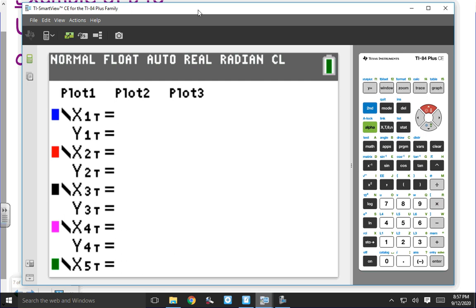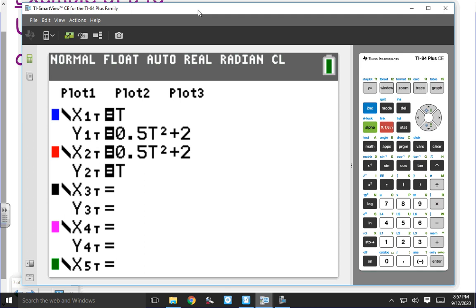Let's first graph the original equation here. So we're going to graph x equals t, and then y was equal to 0.5 t squared plus 2. And I'm going to go ahead and punch in what the inverse is going to be. Again, all I've got to do is take these two equations and swap them around. So the x is the 0.5 t squared plus 2. By the way, notice that your X,T,theta,n button up there changes to T for you automatically because I'm in parametric mode, if you didn't realize that. And then finally, your y is equal to t for the inverse there.